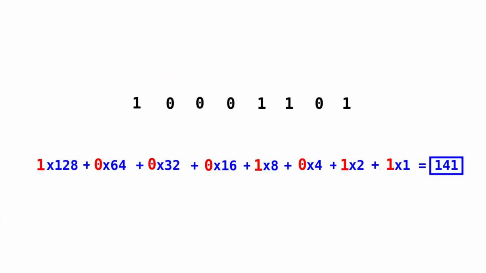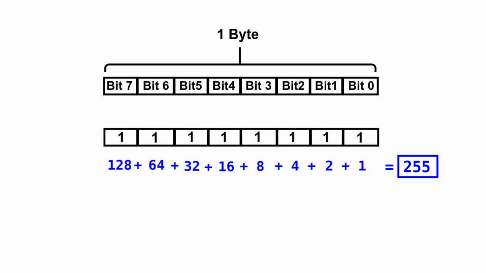The binary system isn't too different. We still start on the right with a ones place, but instead of incrementing by times 10 for each digit, the value for each place to the left doubles, or is multiplied by 2. Since we only have ones or zeros for values, it's simply a matter of whether we include the value for that place or not when we add up the total. This means a single byte with 8 bits can give us any value from 0 to 255.